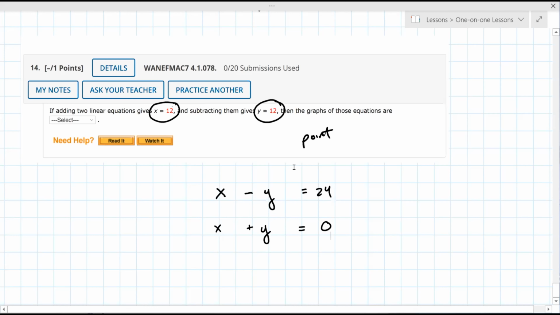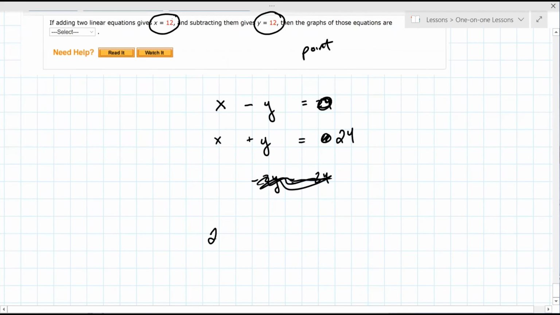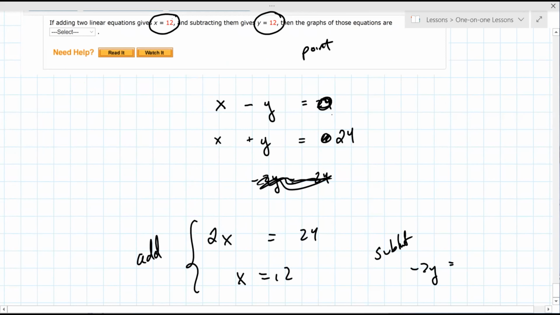I don't think this is quite right, because when you subtract them, you get negative 2y equals 24. So you don't get that. So maybe this is 0 and this is 24. Yeah, that might do it. So when you add these, you get 2x equals 24, so x equals 12. When you subtract, you get minus y minus a y, so minus 2y equals 0 minus 24, so you get y equals 12. x minus x goes away.